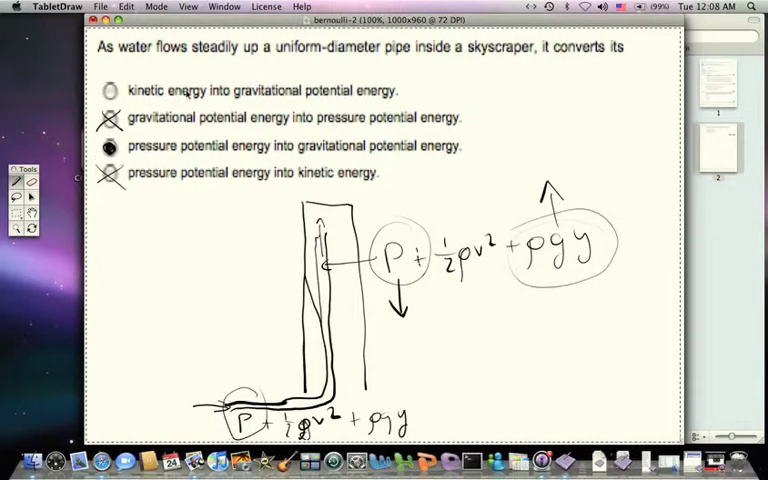And it doesn't convert kinetic energy into gravitational potential. Otherwise, that would mean that the water flow is slowing. So this is the idea. It's basically pressure and gravitational potential. Let's do the next one.